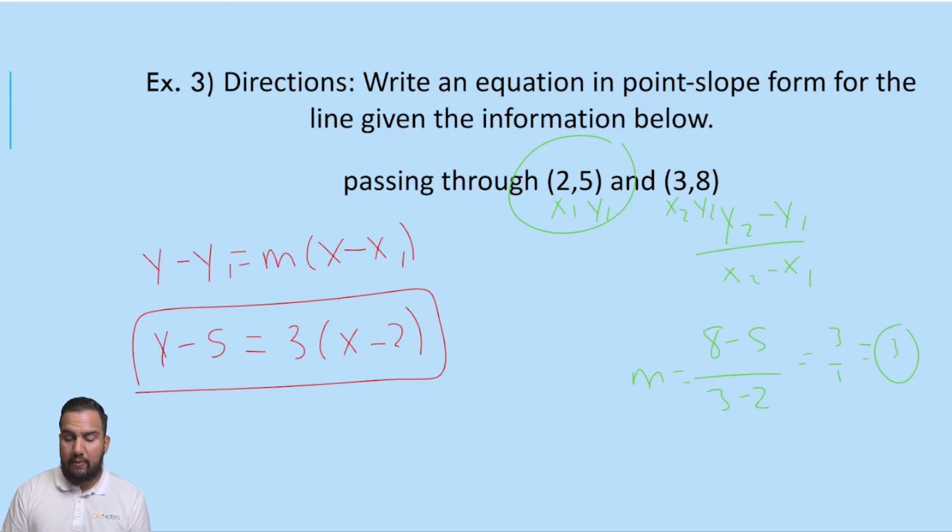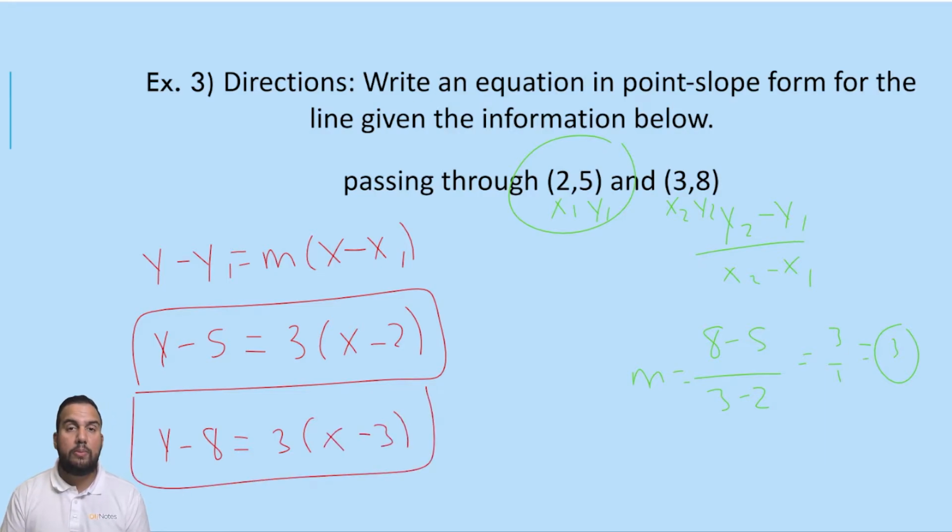In case you're wondering, if I wanted to use my other point, my answer would be this. Y minus 8 is equal to 3 because it's the same slope, but it's going to be x minus 3. And that's it. These would be my 2 answers that I could accept for point slope form of this equation.